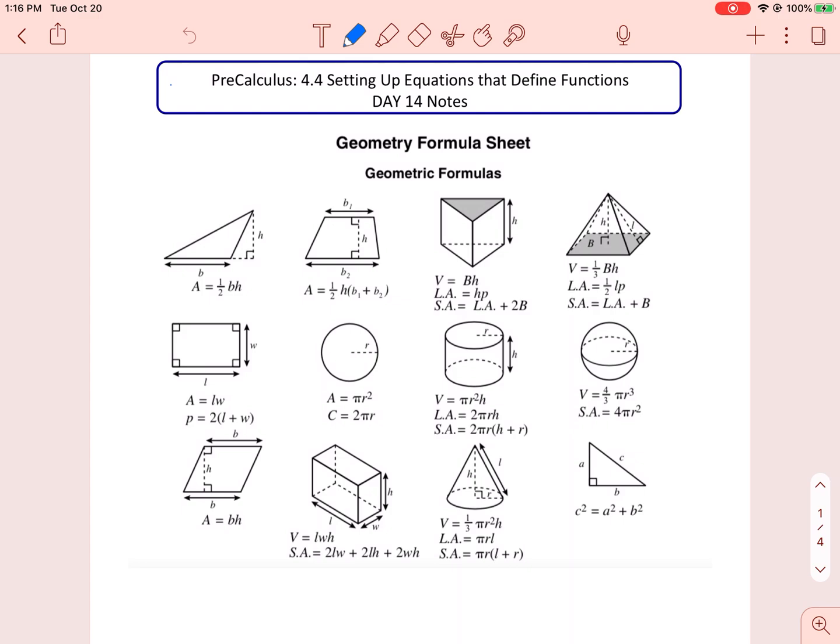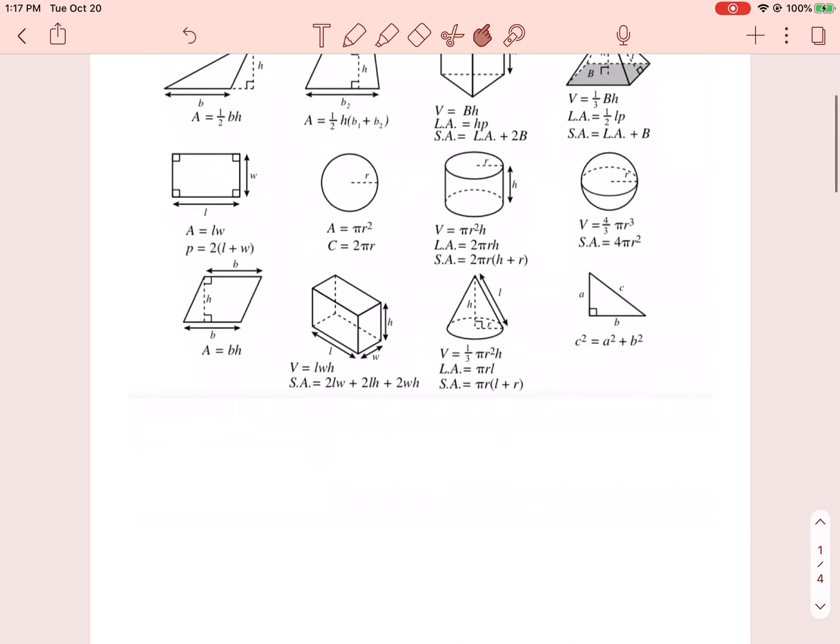So, a little background, you will always be given this geometry formula sheet. You'll be given it on all standardized tests, which means we'll give it to you on any pre-calc assessments we give. Okay, so it's a little reminder about geometry. You might have taken it last year or the year before. There's just a couple formulas you want to be familiar with. We have them all broken down by shape and we'll use them as we move forward.